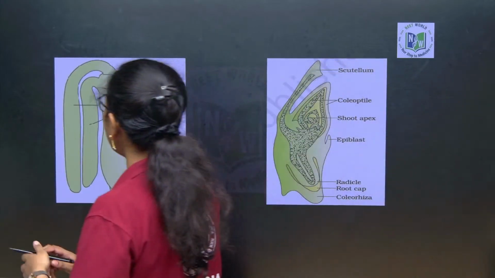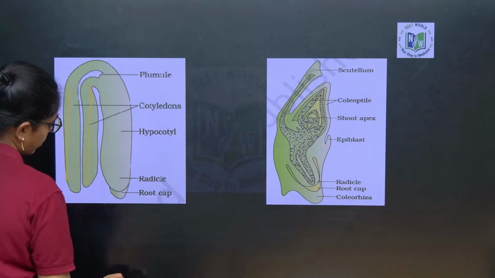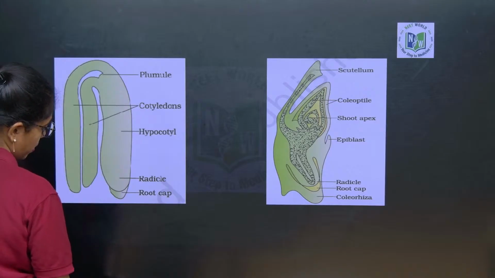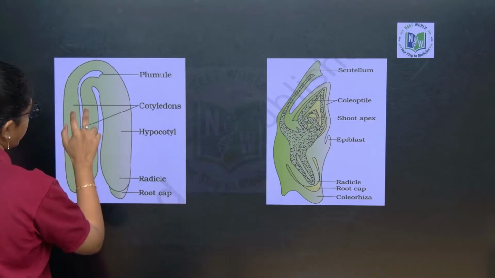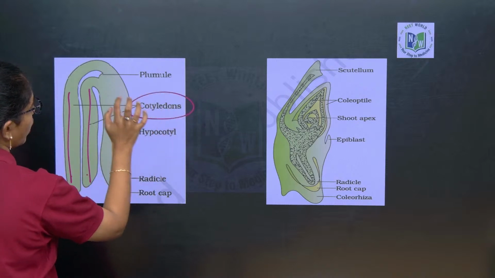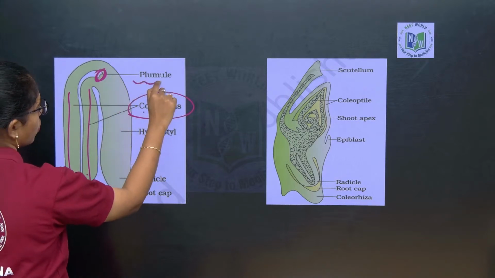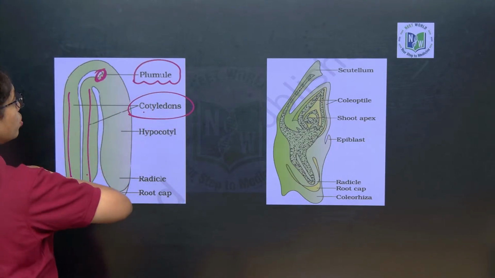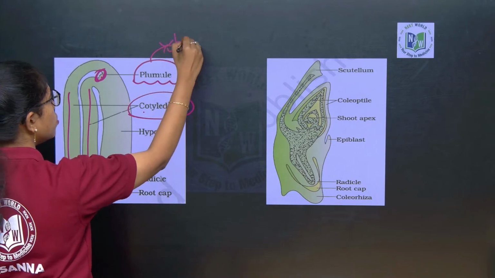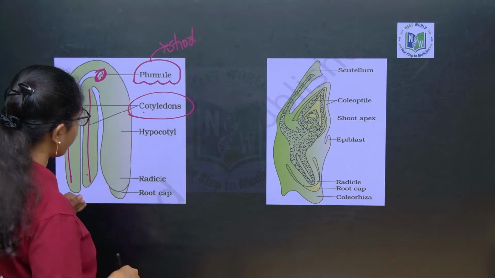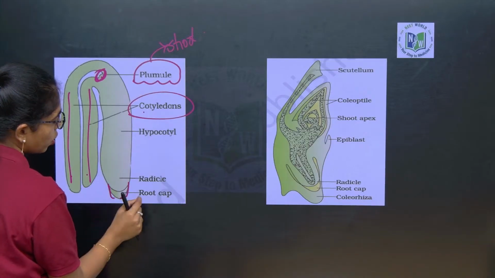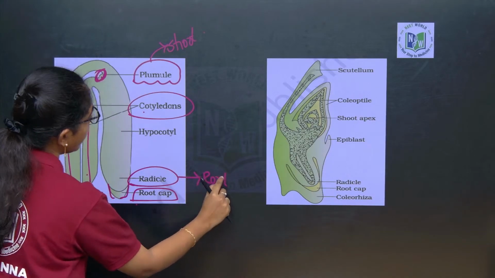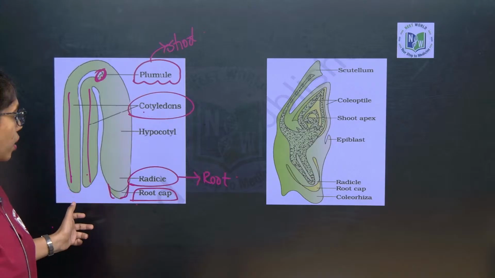Here you can see 2 cotyledons, and this is the plumule region. This plumule will give rise to the shoot after development, and the terminal region over here is the root cap, and the radicle will give rise to the root, okay. If you can find 2 cotyledons, then it is a dicot embryo.